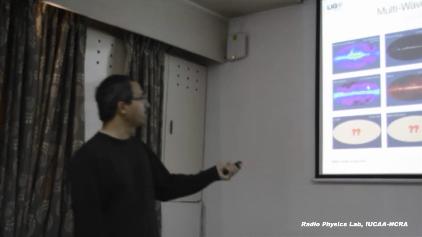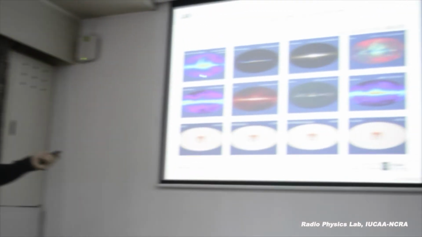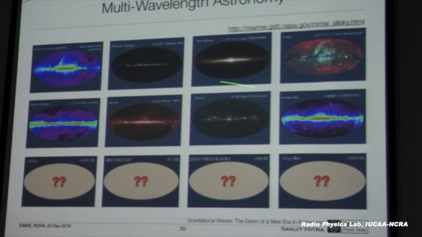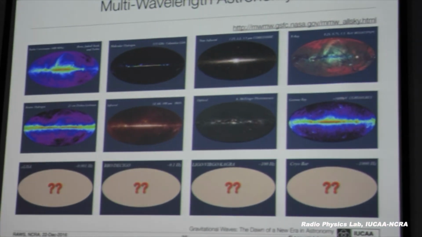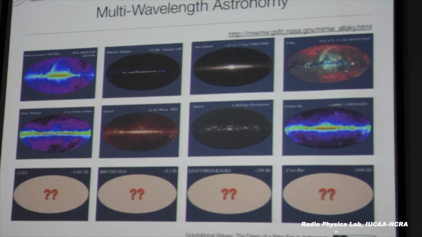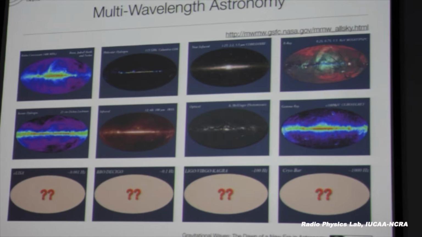But what I want to show you is this. These are the maps of the universe in different frequencies. We want to do the same thing for gravitational waves. We are just here, and we have not even a map. We have like one detection right now. So there is a whole lot of things to do, which you can probably do.